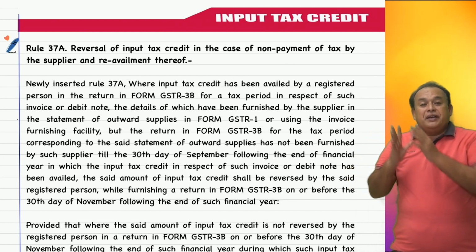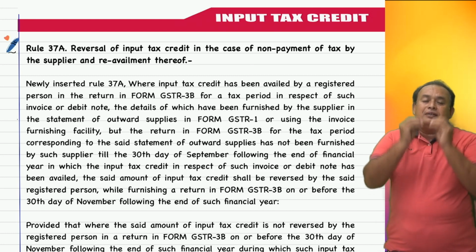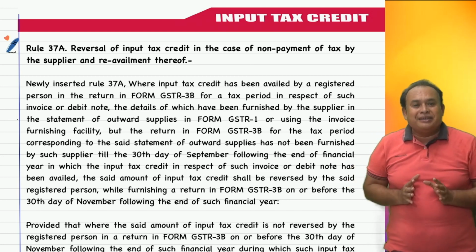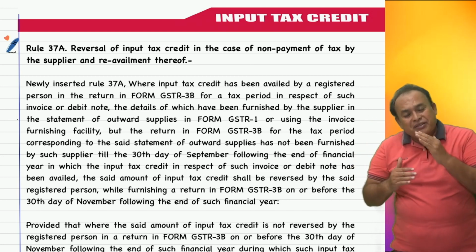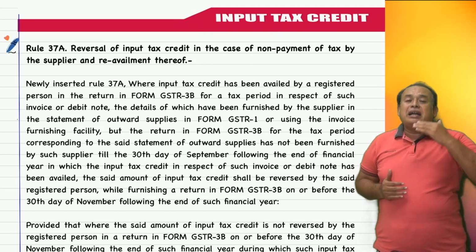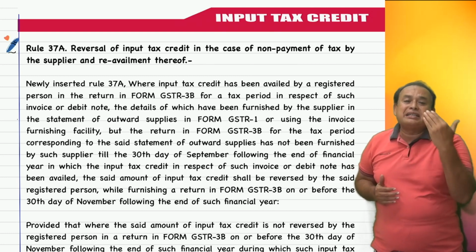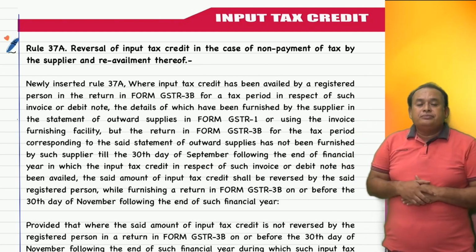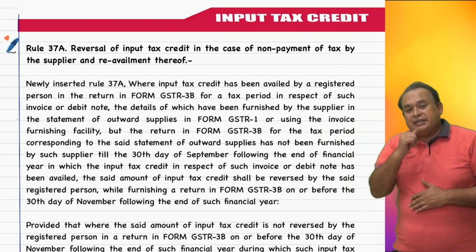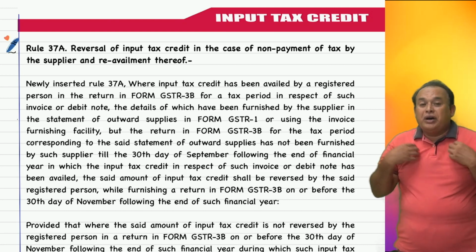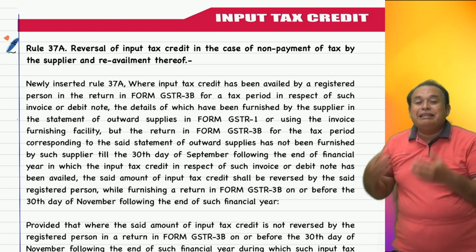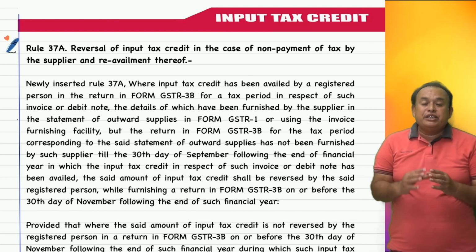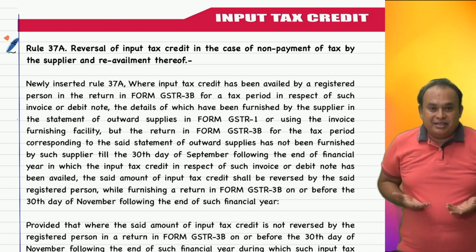then this recipient, whatever input tax credit he availed on that particular invoice, is not required to reverse. Suppose that supplier did not furnish the GSTR 3B return, meaning he did not pay the amount even till the 30th September of the succeeding financial year. In that case, the recipient who availed the input tax credit should reverse his credit.